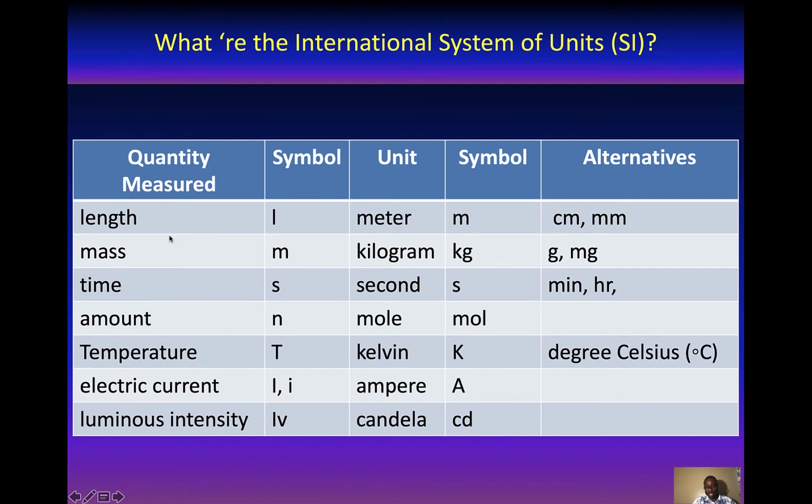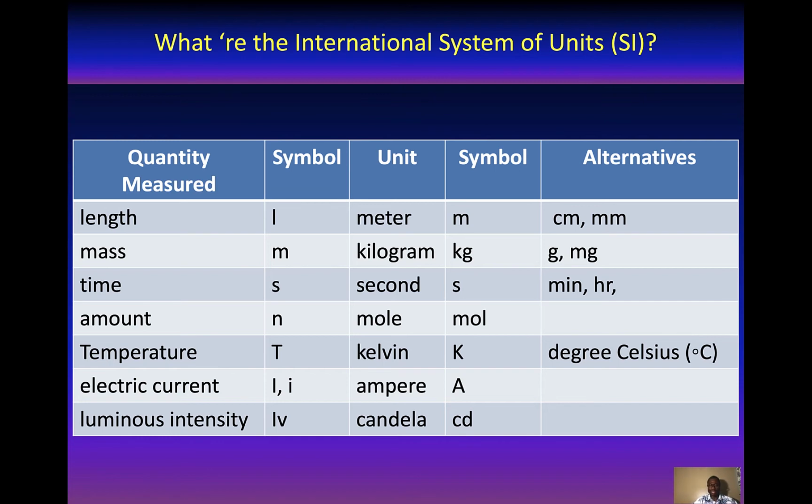Okay. So for instance, length has a symbol of lowercase l. And the unit of length is the meter. And the meter has a symbol lowercase m. And we have alternatives also. So the alternative of a meter is the centimeter or millimeter. Now, why do we have alternatives? We do have alternatives because these alternatives allow us to measure smaller quantities of things, or smaller distances, or longer periods of time, or shorter periods of time. So that is why we have these alternatives.